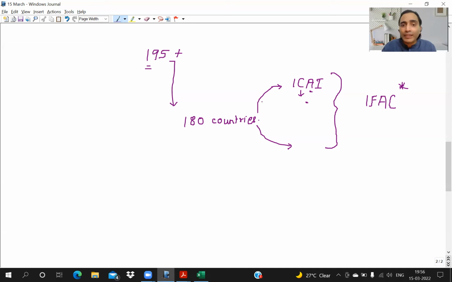Each of the accountancy bodies of these 180 countries is a member of IFAC, and they have collectively agreed to follow the accounting standards created by another body called IASB, the International Accounting Standards Board, which is set up in London. Please do not be under the false impression that IASB is the professional body of the UK. No. In the UK, we have some different accountancy bodies.